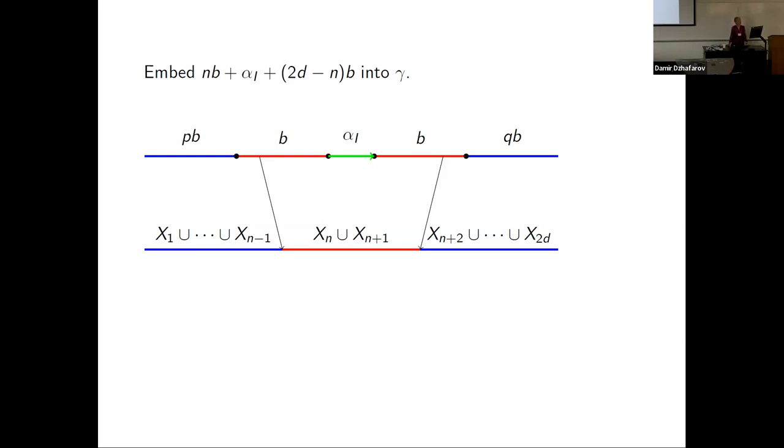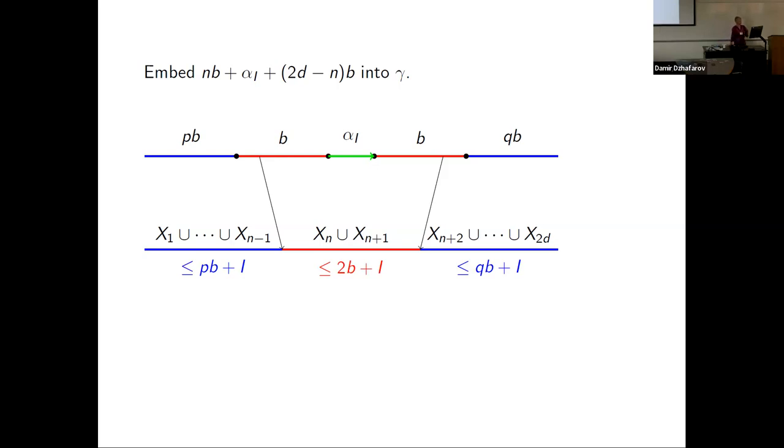And they're embedded into these 2DB many intervals in gamma. I'm going to look at what goes into the X_n union X_{n+1}. So first of all, we know those intervals are not too big. Their sizes are that multiple of B plus I at most.